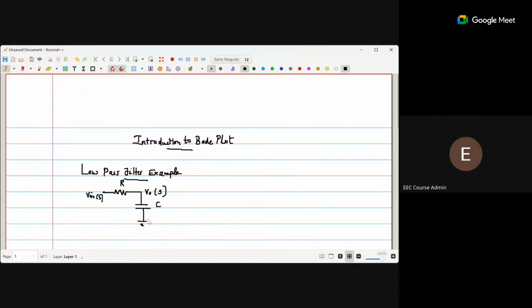Being a low pass filter, you know that the output is taken across the capacitor. V in is applied to the series RC circuit. This will be the reference, this will be your V in of S, and across the capacitor will be your output. V naught of S, what will be the expression? It is a simple voltage divider. V naught of S is across the capacitor, so it is V in of S into 1 by SC divided by 1 by SC plus R.